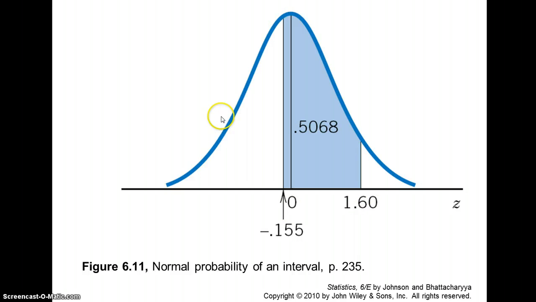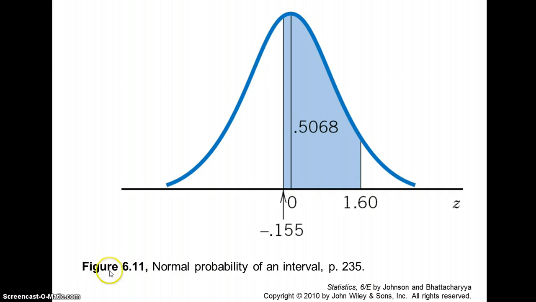Okay, so again, the table does not tell us this kind of probability. The table always tells us the area to the left side of a number. So let's see how we use the table to do it. What we do is find the area under the curve to the left of 1.6. So it's going to be the whole area from right here all the way to here. And then we can use the table to find the area to the left side of negative 0.155. So it's this white area here. And then we can take the total area to the left side of 1.6 minus the total area to the left side of negative 0.155, and then we get the shaded area.